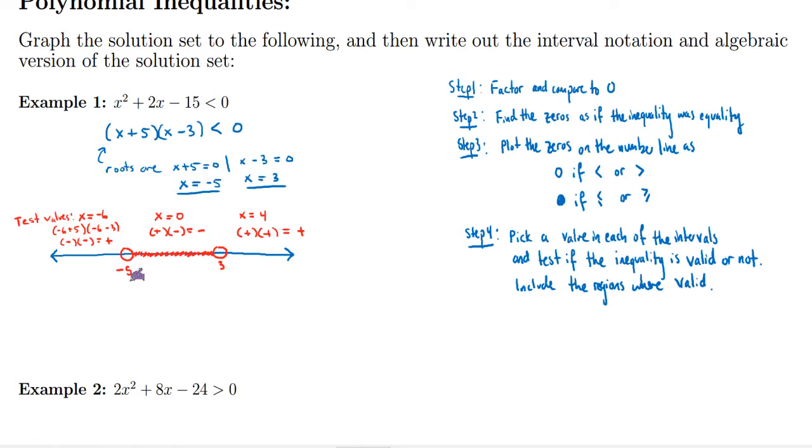How do I write that as an interval? Well, I'm not including these endpoints, so that's -5, using a parenthesis, up to 3 and another parenthesis. And then I also want the algebraic version of the solution. Well, I'm just saying x has to be between these two, right? So that would be x between -5 and 3, just like that.